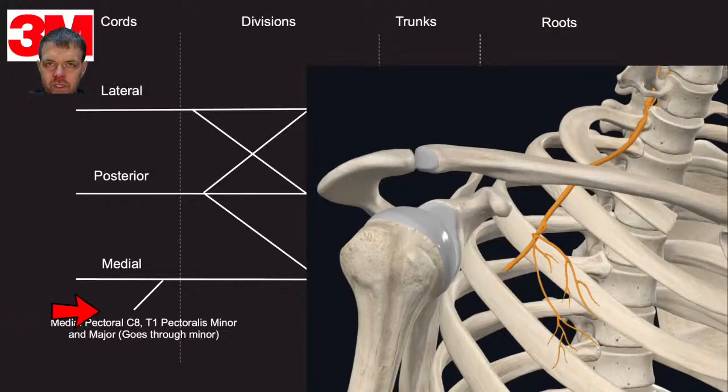Medial pectoral nerve from C8 and T1 supplies your pectoralis minor and the major, and it goes through the minor to supply the major. All right, so it's coming off of here, coming down here, and then coming through these muscles to supply both pectoralis minor and pectoralis major. Okay, I think I've got a video just of those. Yeah. Okay, so this is the medial pectoral nerve.